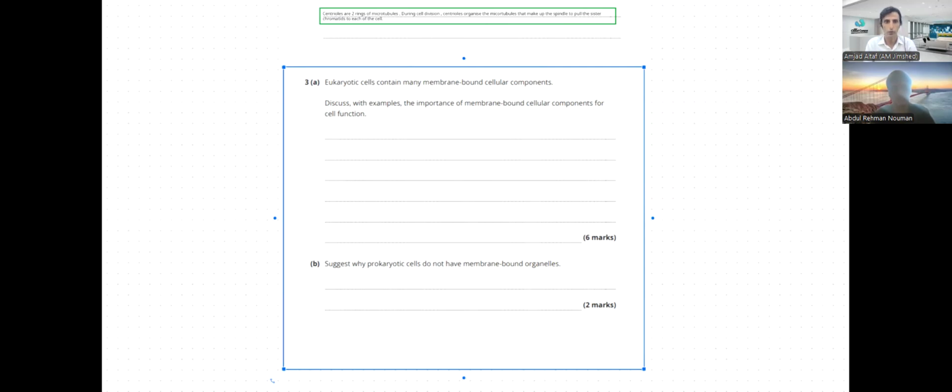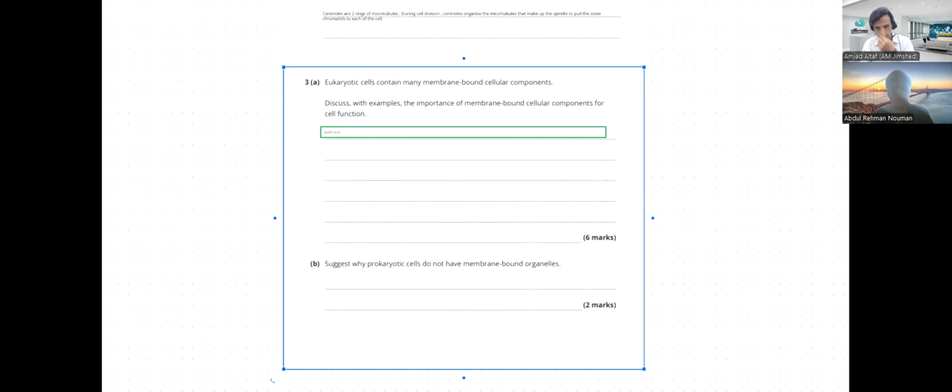Eukaryotic cells contain many membrane-bound cellular components. Discuss with examples the importance of membrane-bound cellular components for cell function. As per the mark scheme, we should check it.